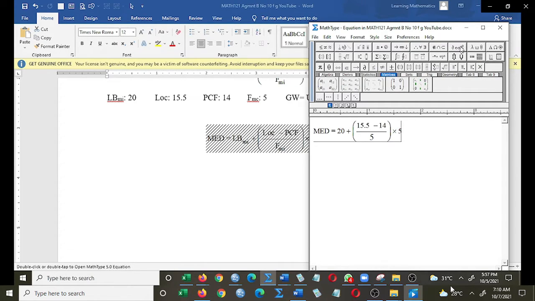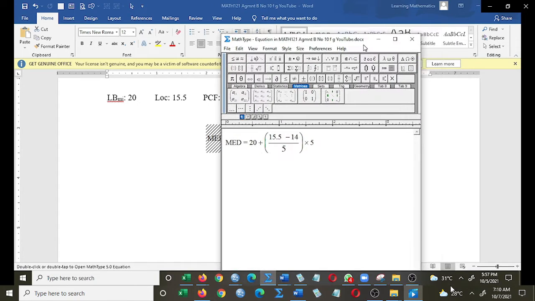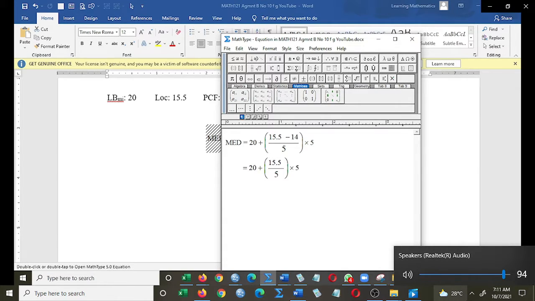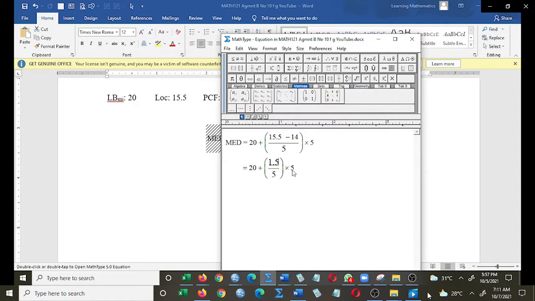Okay, and then you take your calculators. If you want to do this piece by piece, step by step, you go to your numerator. What is 15.5 subtract 14? If you multiply 1.5 over 5 by 5, the 5 is going to cancel out.